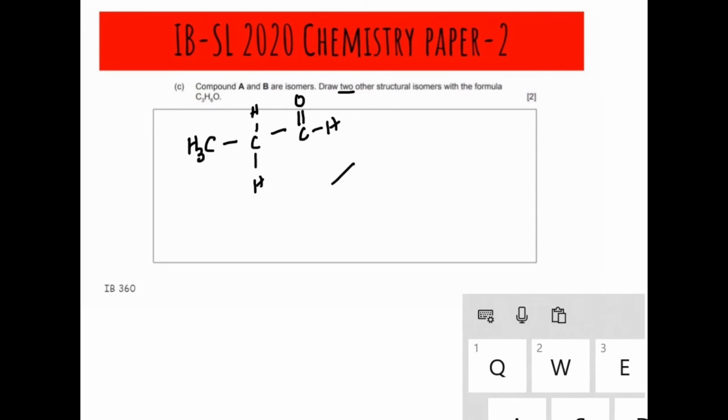And another one can be of A. Just shift the OH to one side. Now, A was this, so I can shift this OH here. This would be my final answer. So we get two isomers by just shifting our functional group one position towards the right.